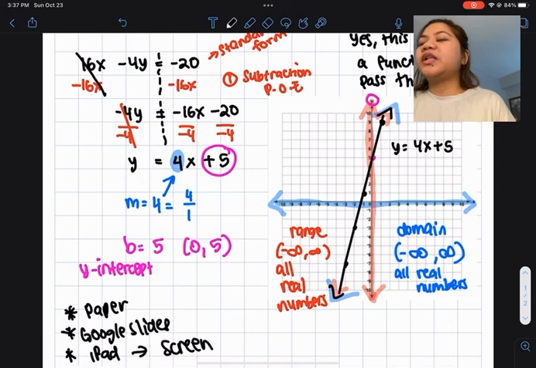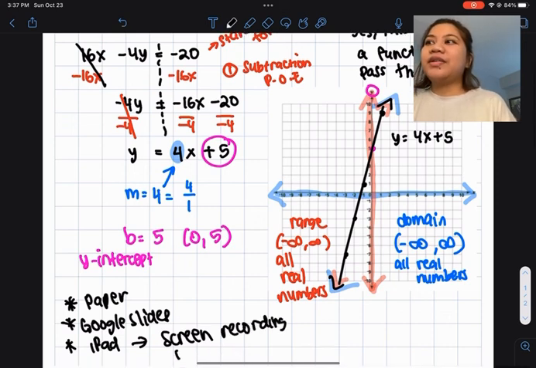I use Notability and I use a screen recording app. This is all for free. Okay? Good luck, guys.